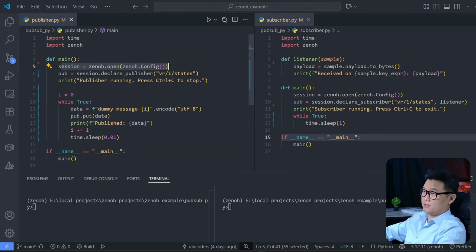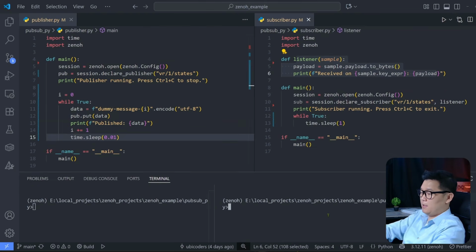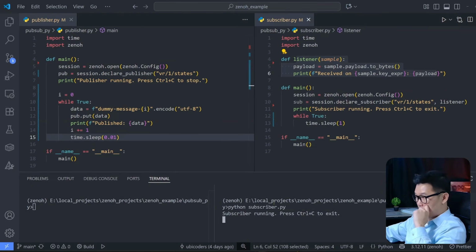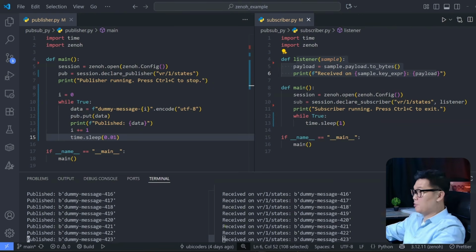You just define the Zenoh session, which is more like a ROS node, and then you define the publisher, and then literally start publishing your data like that. The same for the subscriber is based on the callback listener here. So if I run Python sub, that is ready, and then Python publisher, and as you can see, message publishing and subscription is done like that, period.